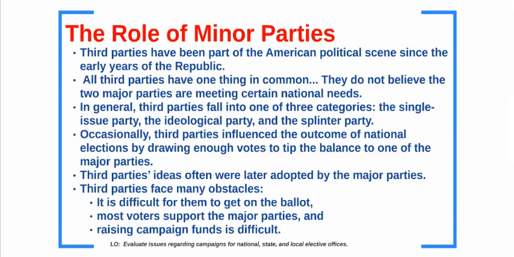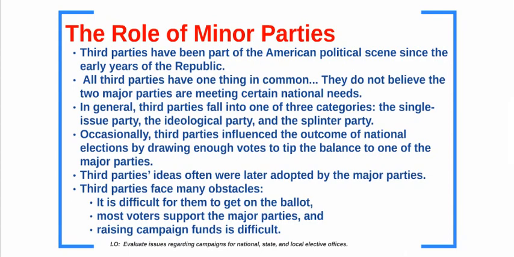Occasionally, third parties influence the outcome of national elections by drawing enough votes to tip the balance to one of the major parties. Some examples where we've seen that. It was widely believed that H. Ross Perot, running as an independent back in 1992, helped Bill Clinton to win the presidency because he likely pulled votes that would have gone to the Republican candidate George Herbert Walker Bush, who was running for re-election.